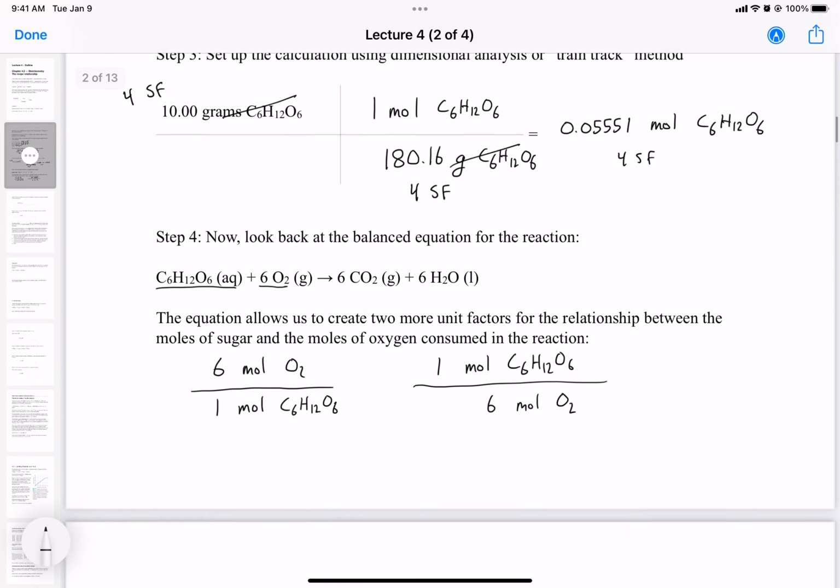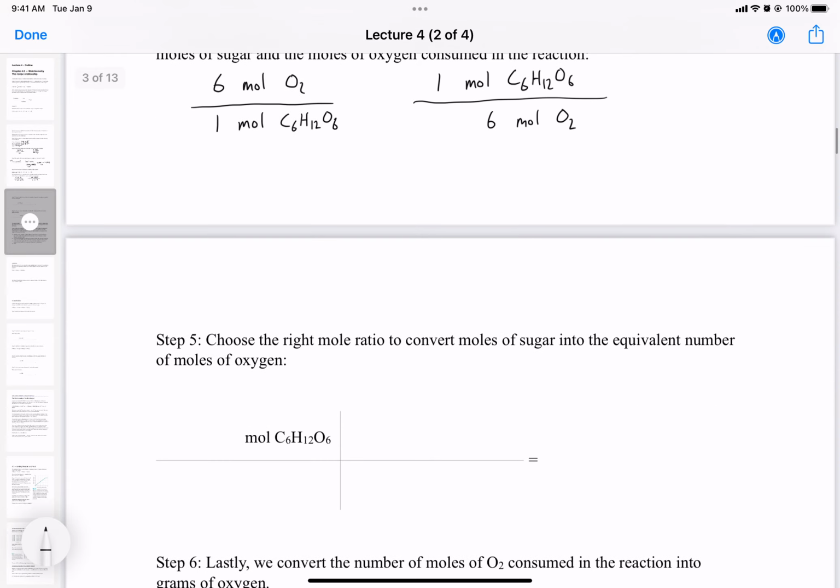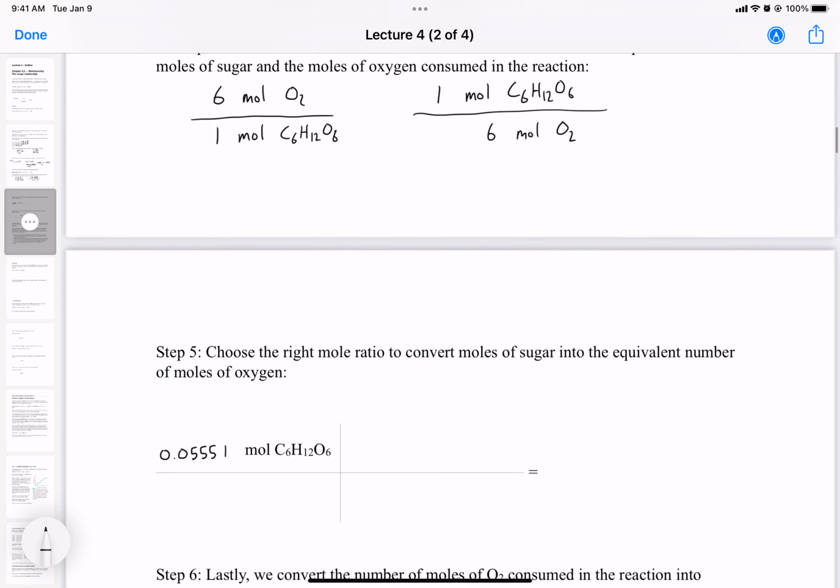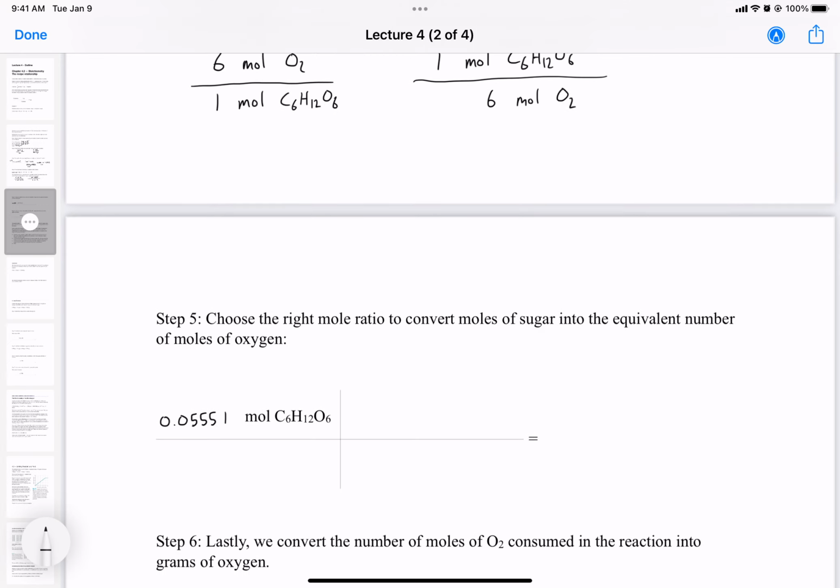Okay, so we have 0.05551 moles of glucose. So the ratio we want to use is where we cancel out the moles of glucose. So we're going to use 6 moles oxygen, and 6 moles of oxygen is what we want. We want to find the moles of oxygen, so we're going to put the fraction like this.